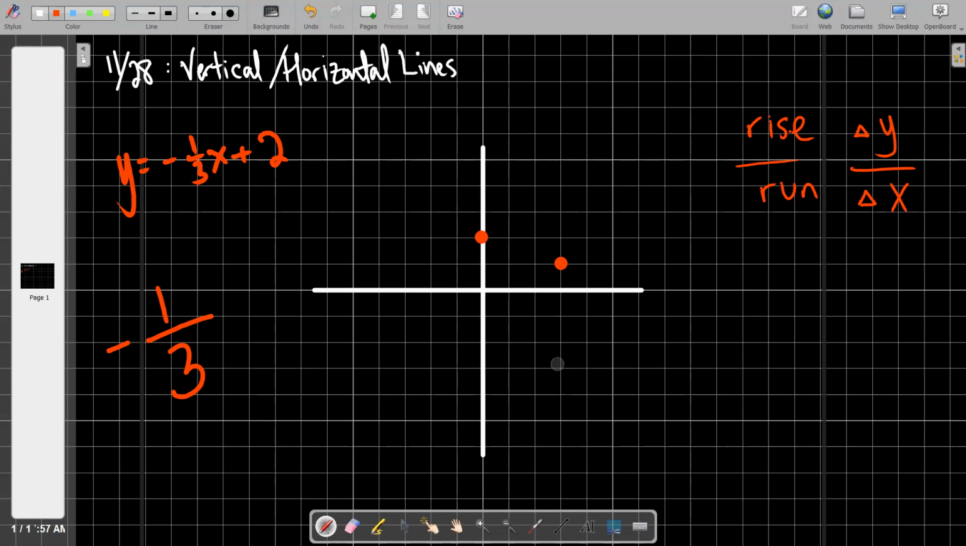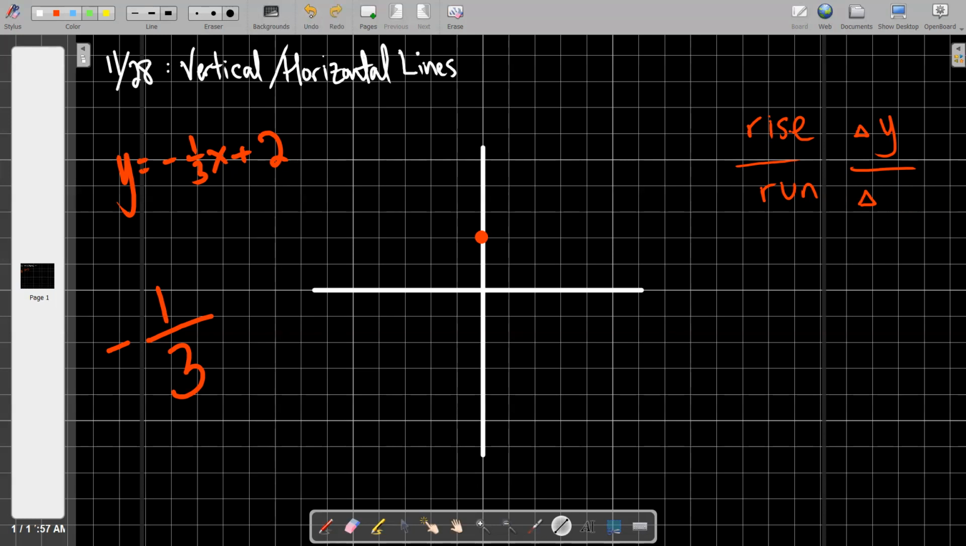We could also, if we wanted to, we could have conversely gone the other way. We could have left and gone up one for a rise of one, and then we could have come back to the left three, and we're still going to make the proper tilt of down one, right three. Okay, and then you would, of course, just make a line through those points. Good, let's practice that again.